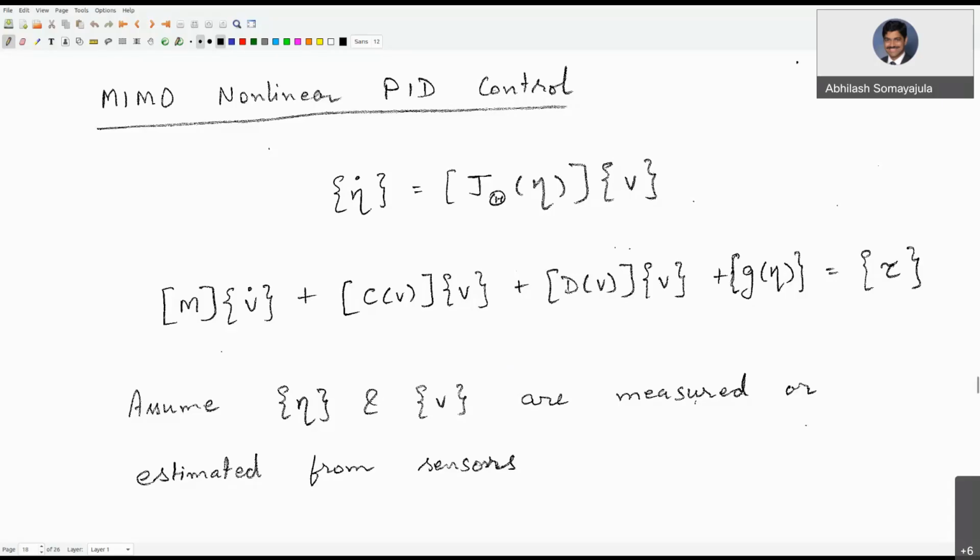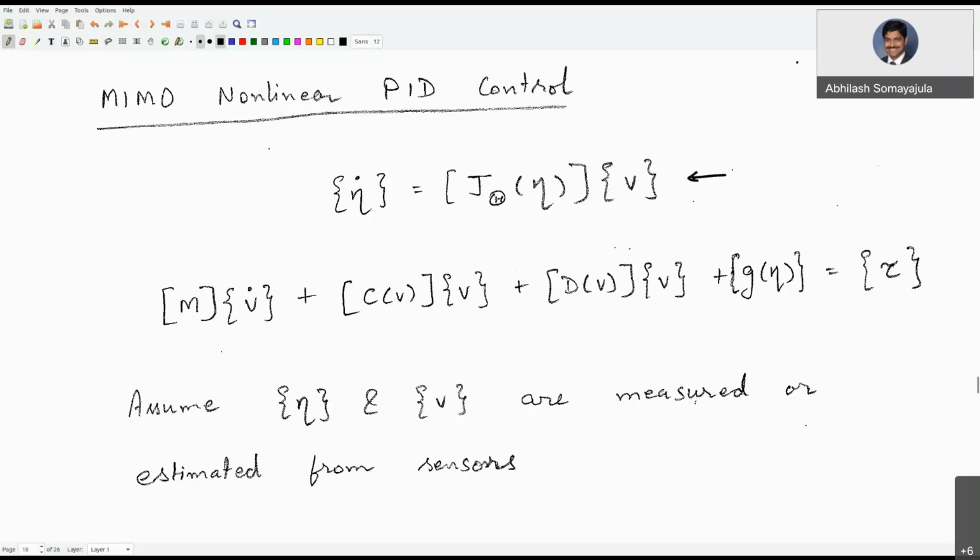Let's get started. So the last class we were looking at this idea of multiple input, multiple output, nonlinear PID control, where the objective was that I don't want to just look at controlling one mode of motion individually, but I wanted to see how I can control multiple modes of motion at once. So if I wanted to design a controller which would control multiple modes at once, how do I go about designing it? We were looking at the generic equations of motion of our craft.